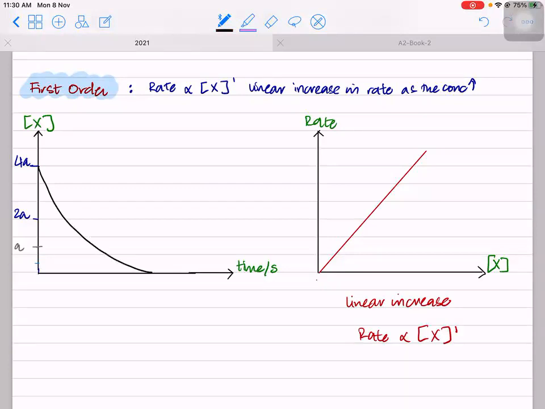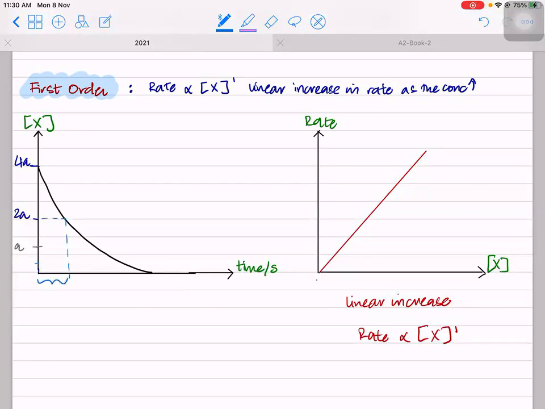Now again, for the concentration time graph, you need to prove that it is first order. So we will have to calculate half-lives. For zero order, what was the trend in half-lives? Successive half-lives were decreasing. Now let's see for first order. How does the half-life change? So I've again given you the concentrations. This is 4A. That is the initial concentration. What will be the half of 4A? 2A. Let's see the time taken.